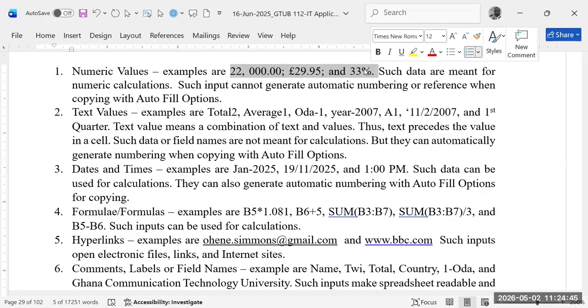Text values. Okay. So that one is a combination of letters and numbers with some symbols, and they are not meant for calculations. That is perfect. I hope we are getting it. This is what I'm looking for in the exams. You have given a perfect definition of text values. Then give an example.